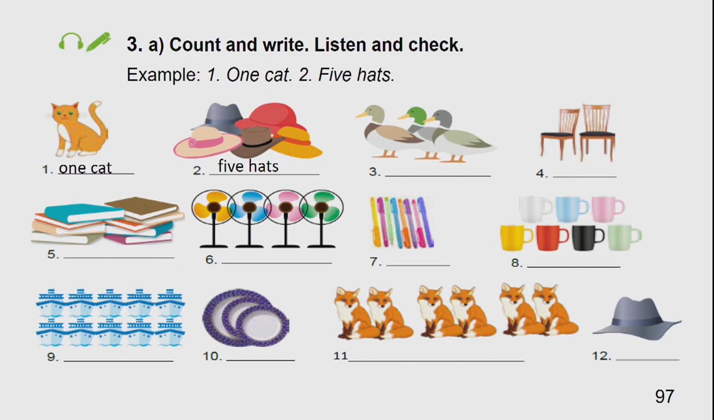Okay, turn the page over, please. Look at exercise 3a. Here are 12 pictures. You look at the pictures and you write in your copybooks how many objects you can see. Use singular or plural forms. For example, look at picture 1. I see one cat and I write in my copybook one cat.